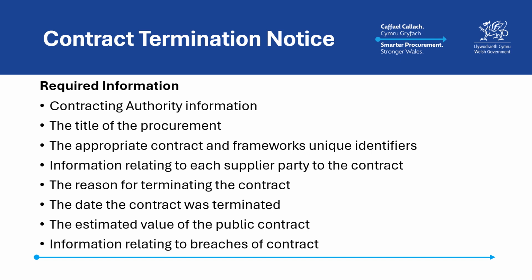Where the supplier did not perform the public contract to the contracting authority's satisfaction, the date when the contracting authority considered that the supplier had failed to improve, having been given proper opportunity to improve its performance, as per the requirements in Section 71 of the Act.